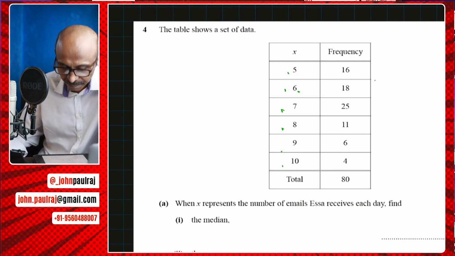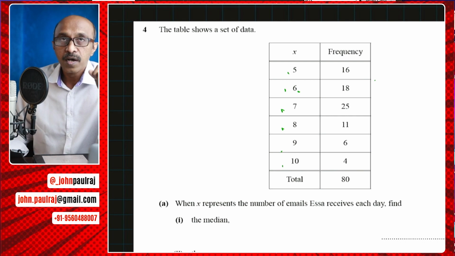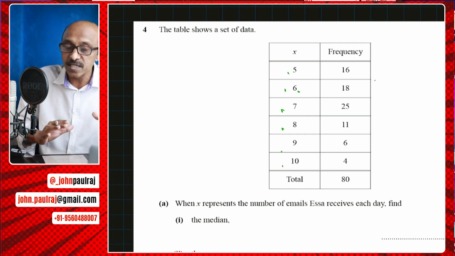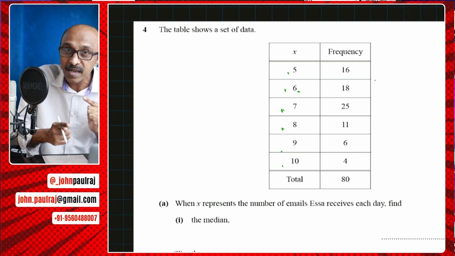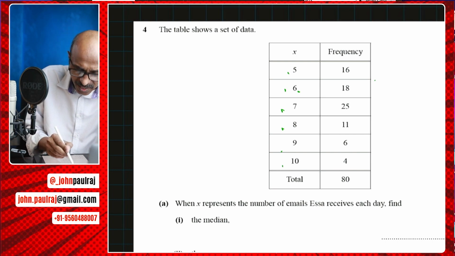Why am I saying this? Because you're going to use a certain option on your calculator called 1 variable statistics or 2 variable statistics. When to use which one? In both of these questions, you'll notice that the variable is just one. Look at this question. This is ungrouped, but that's the only variable.